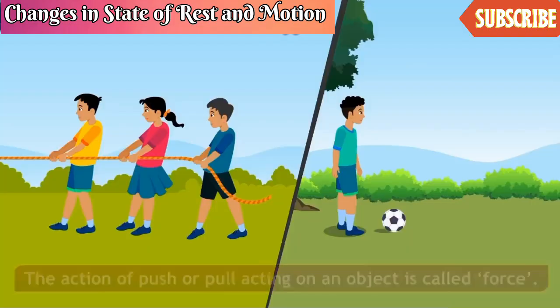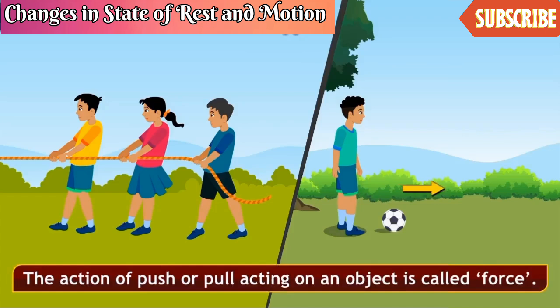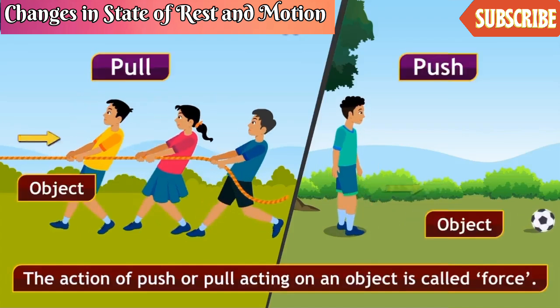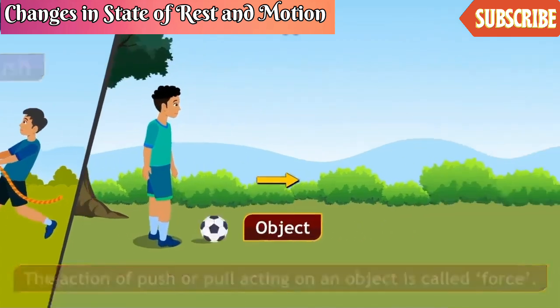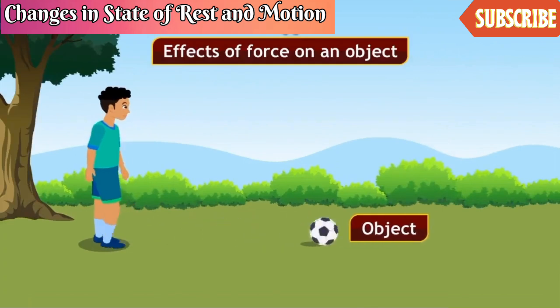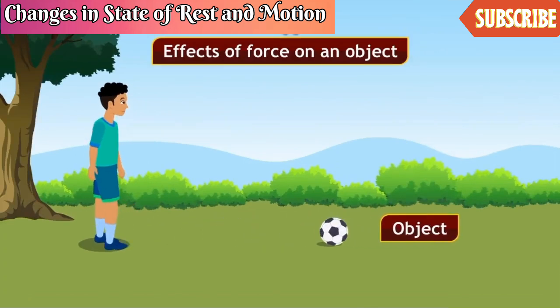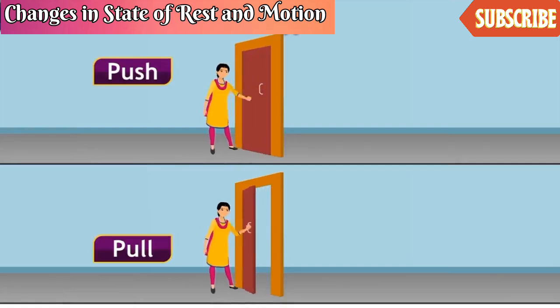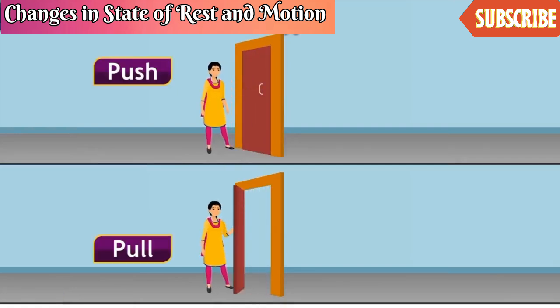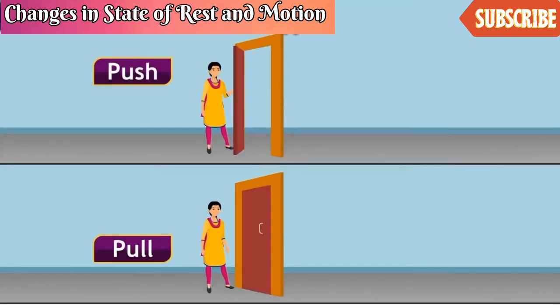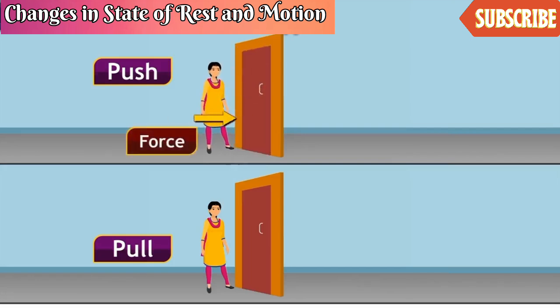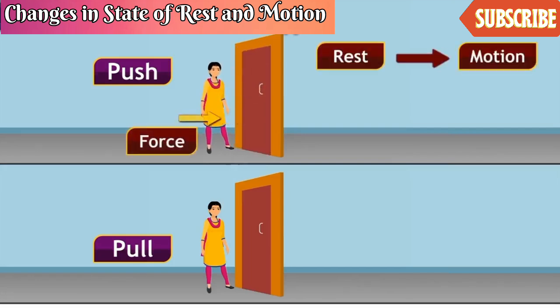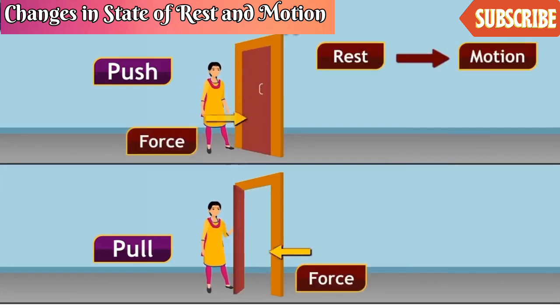Hello students. We know that a force is an action of push or pull acting on an object. In this video, we will observe the various effects of force on an object. When we push or pull a door at rest, the door moves. Here, we can say that force changes the door's state of rest to a state of motion.